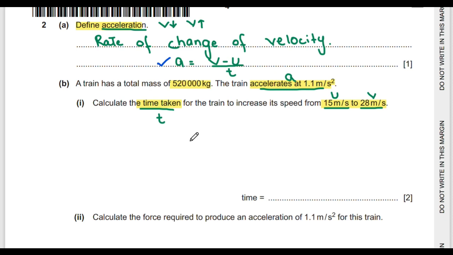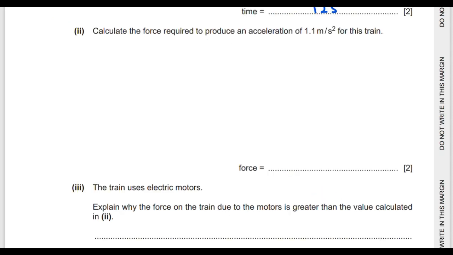So we can use this formula that I have already mentioned. 1.1 equals 28 minus 15 over the time that we need to find. Arranging it with respect to time, time goes that side and 1.1 comes here. So time would be 12 seconds.